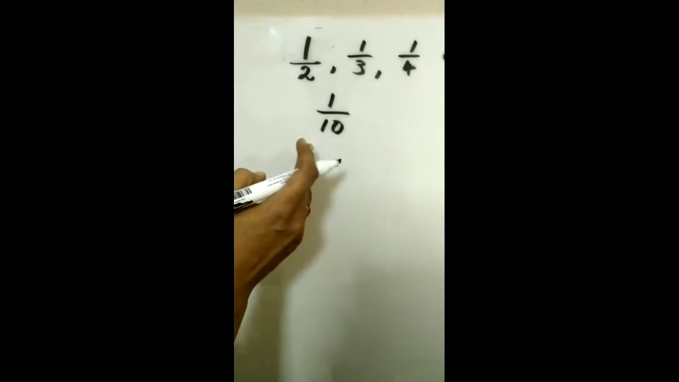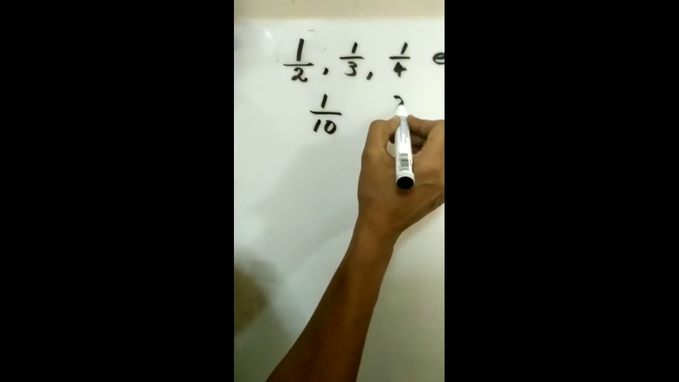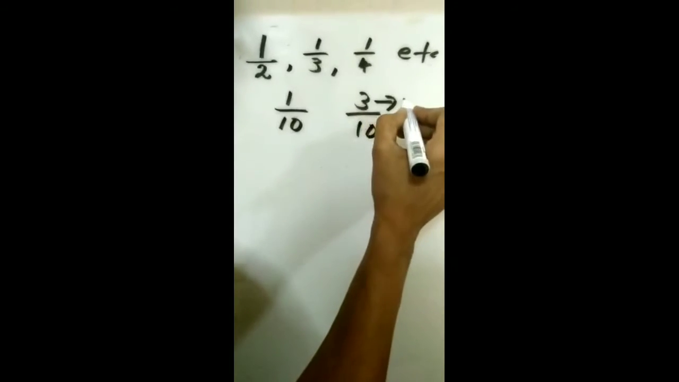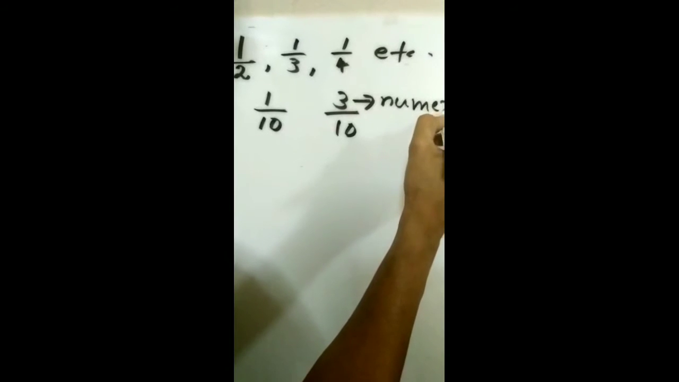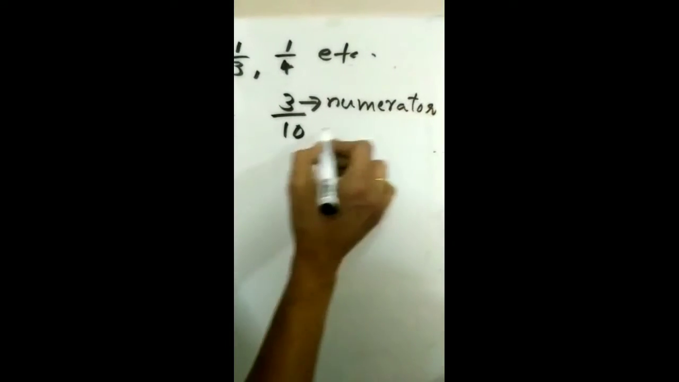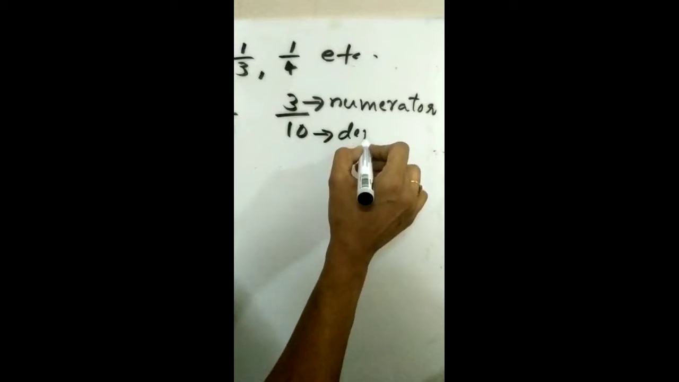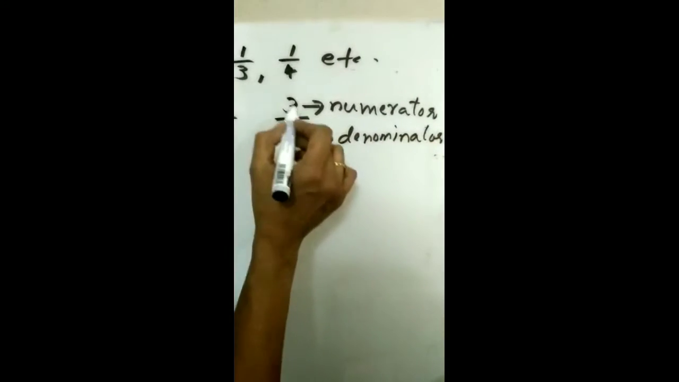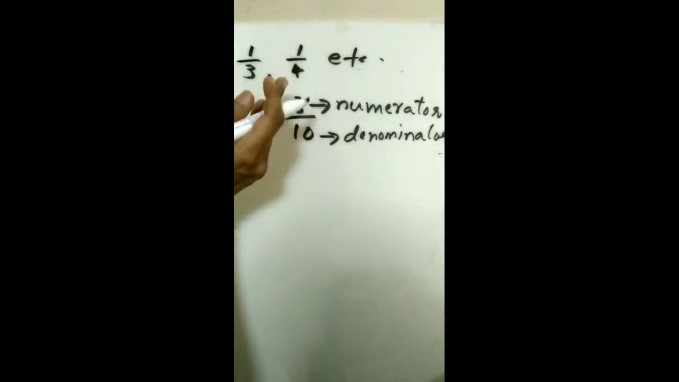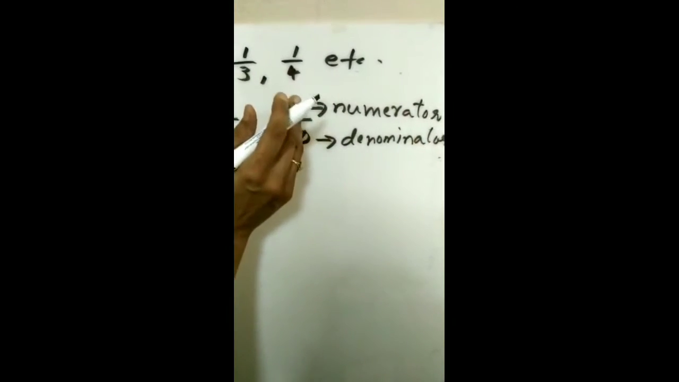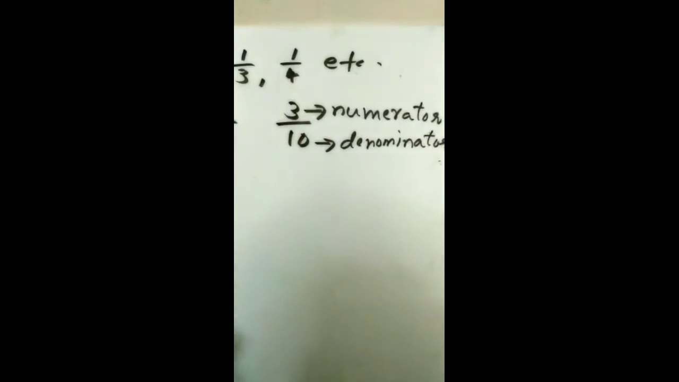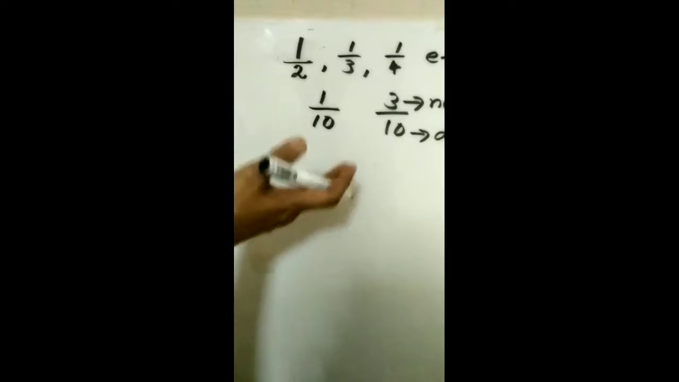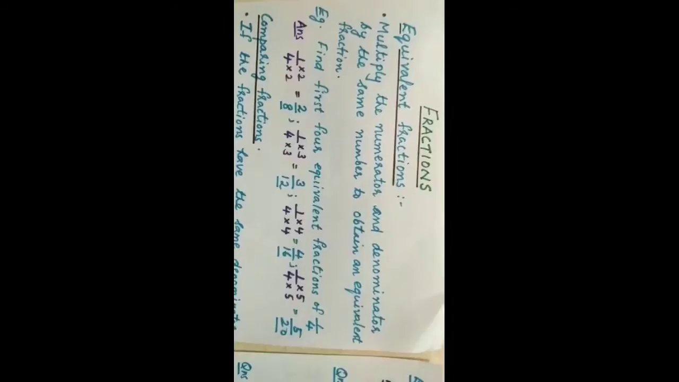And out of 1 by 10, if you want 3 parts, we are saying 3 by 10. And 3, we are saying numerator. And 10, we are saying the denominator. It means in a fraction, there is a line in between two numbers. The number above the line we are saying numerator, and the number below the line is denominator. This topic you already know from lower classes. So the next topic about fractions we are learning.